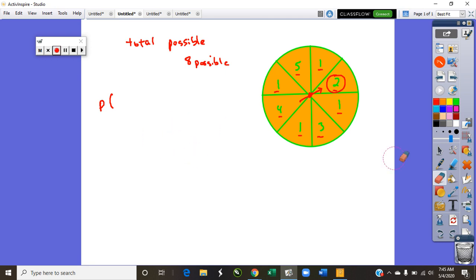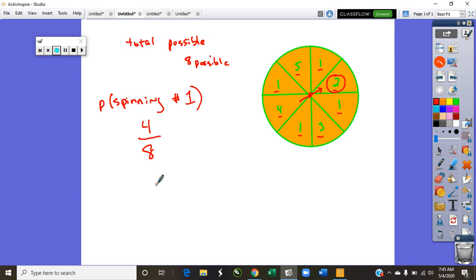Let's say I wanted you to find the probability of spinning a number 1. Now, you'll notice on this board that there are more than one 1, isn't there? Well, again, what's the total number of outcomes that I have? 8. That didn't change, did it? Still 8 outcomes. Well, how many of them are 1? I've got 1 here, 2, 3, I've got 4 ones.